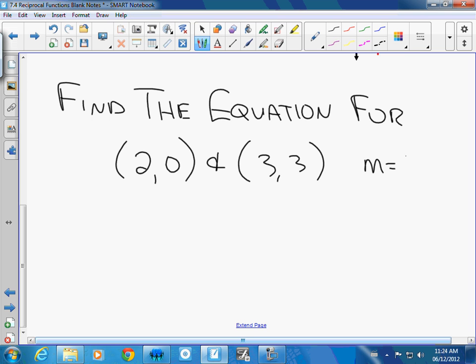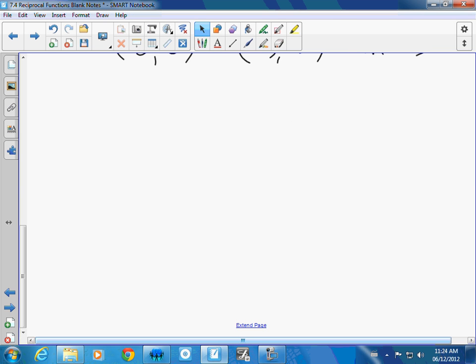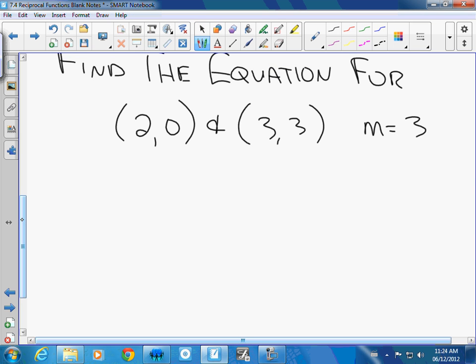Now, what if you couldn't see that? What if that didn't occur to you? Could you use the y2 minus y1 over x2 minus x1? Do you want me to do that quickly on the board? Let's do this quickly just so you get this. M equals y2 minus y1 over x2 minus x1.